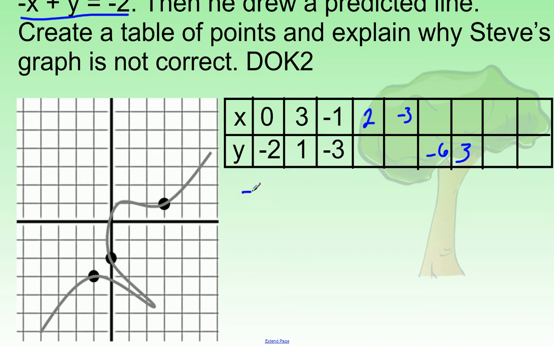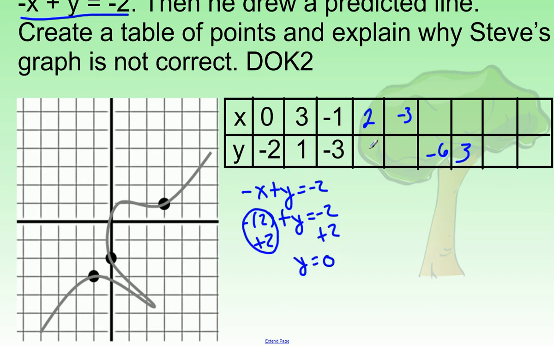So my equation, negative x plus y equals negative 2. If I plug 2 in for x, it gives me negative 2 plus y equals negative 2. So this is just negative 2. So I'm going to add 2 to get rid of it. I'm solving my equation. Y equals 0. So if the x value is 2, the y value is 0. So already we've proven it wrong right here. We know that it should be down here.